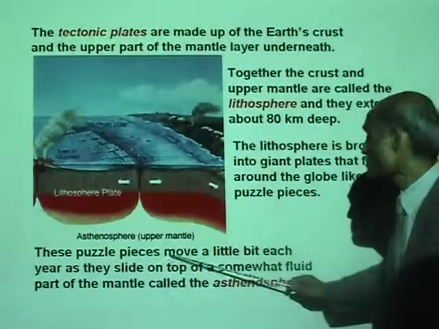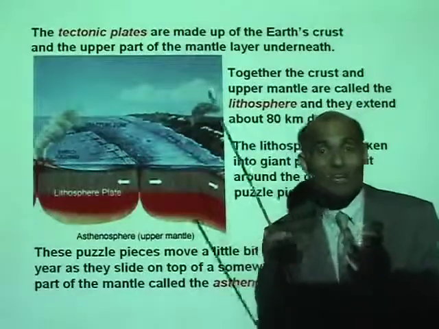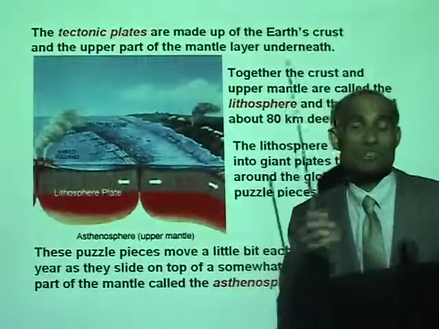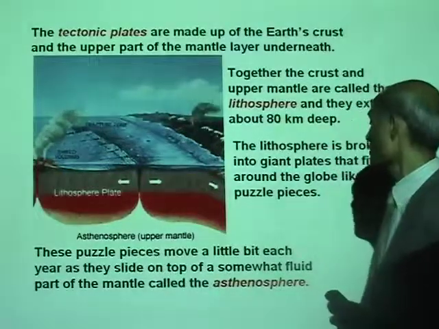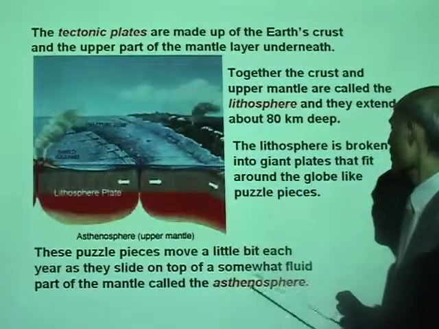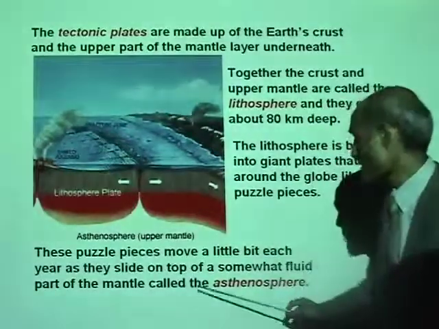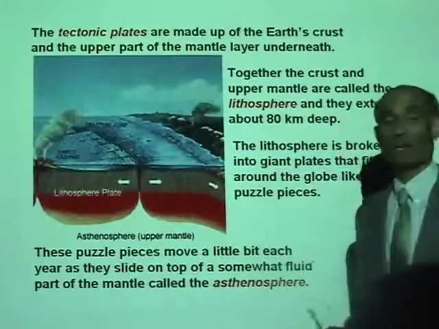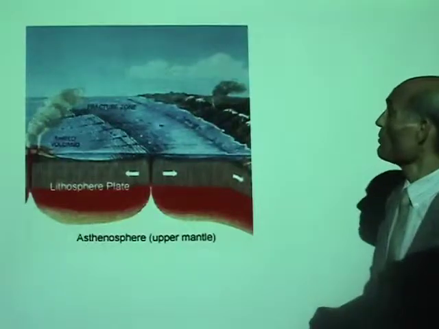So the puzzle pieces move a little bit each year, not a very large motion, but a very small motion. The puzzle pieces move a little bit each year as they slide on top of the somewhat fluid part of the upper mantle called the asthenosphere. All right, that picture has to be clear as we move on.